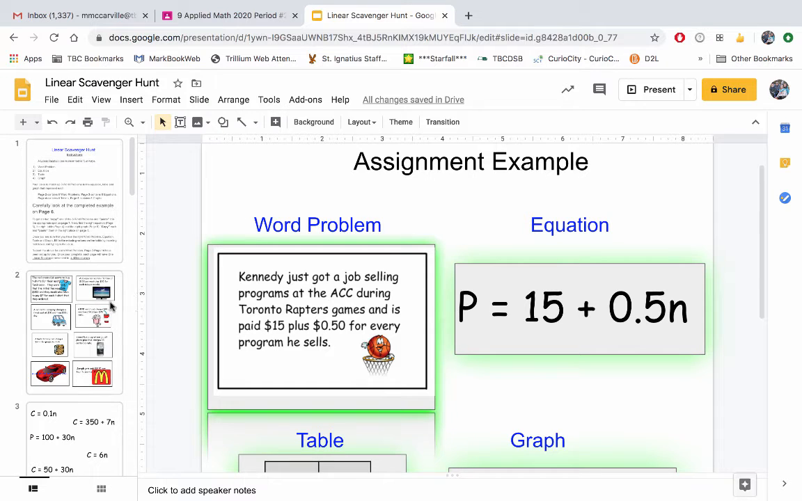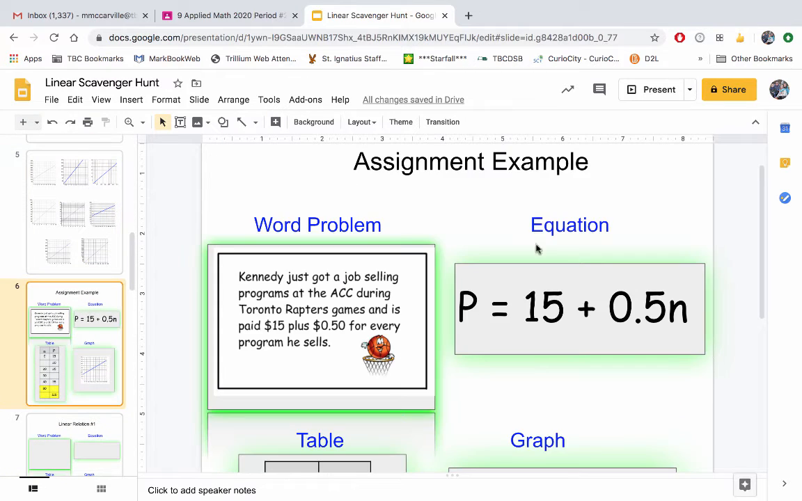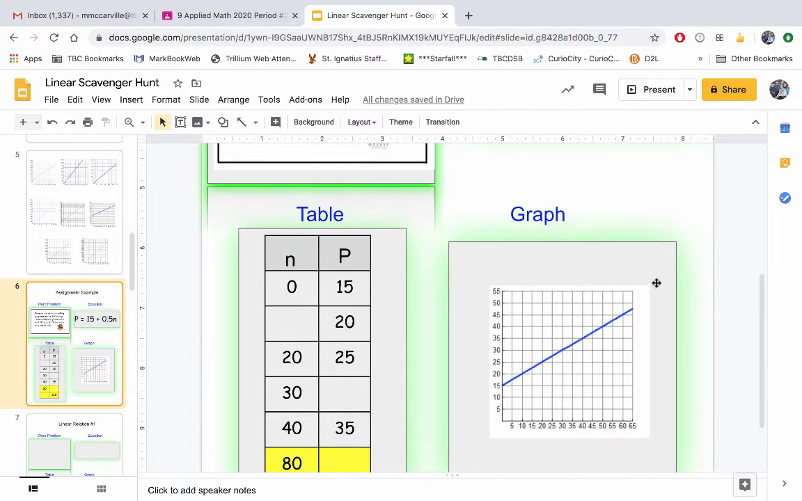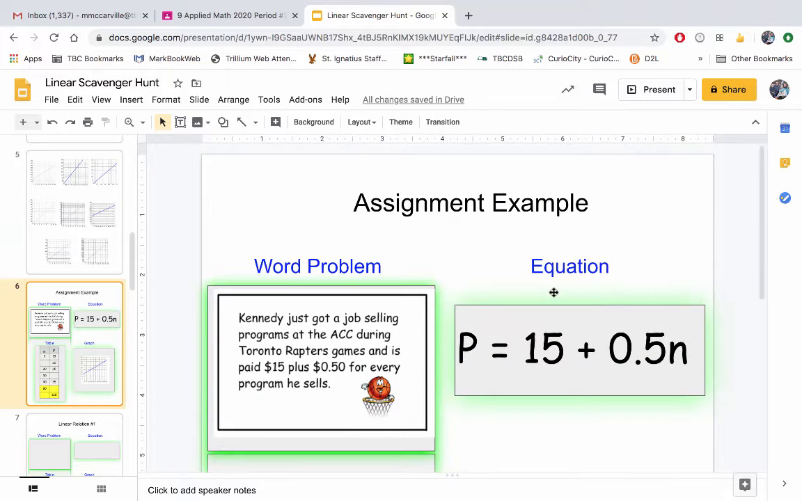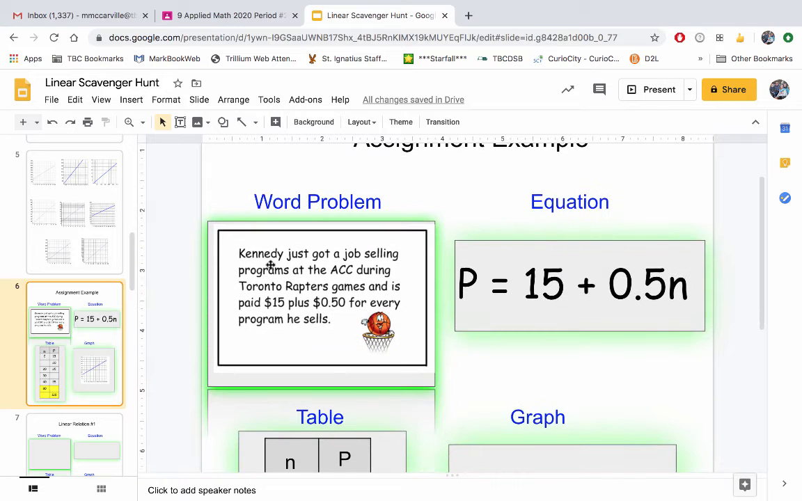But if you go down to page number 6, there's 5, there's 6, and number 6 is an example. It's all done for you. So the idea is for you to match the word problem with its equation, with its table, with its graph. So this is one that's all done for you, and it's on your assignment for you to take a look at. So let me read the word problem for you.